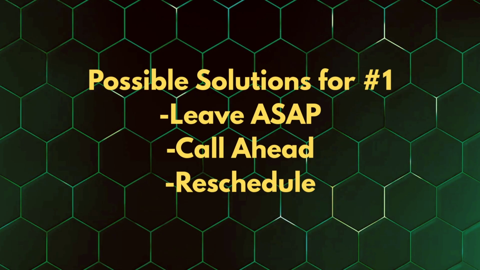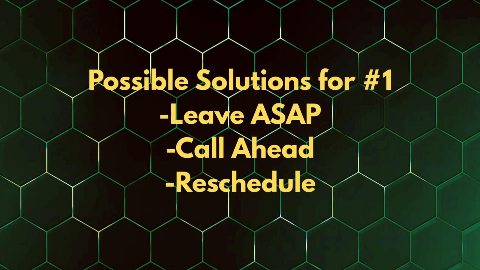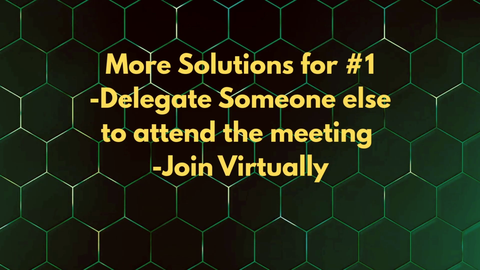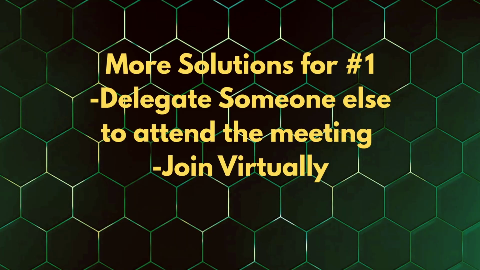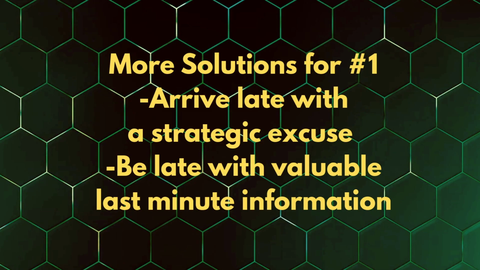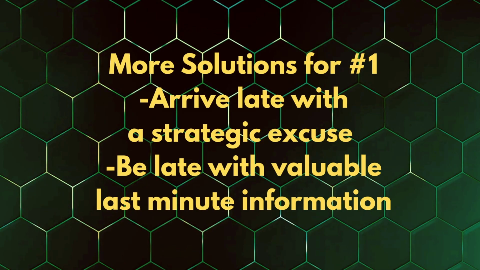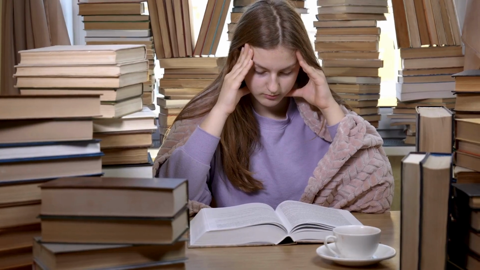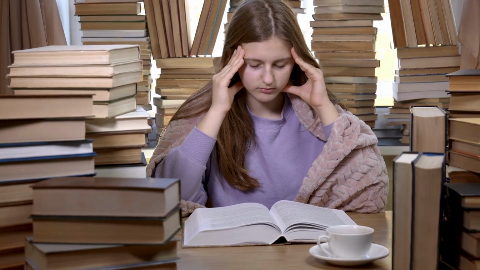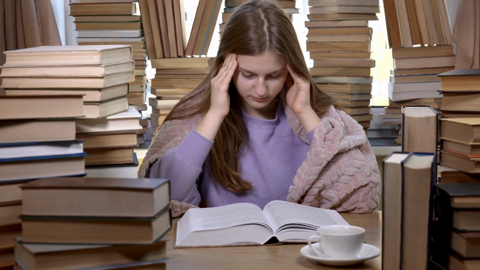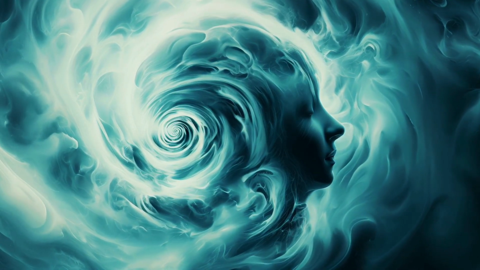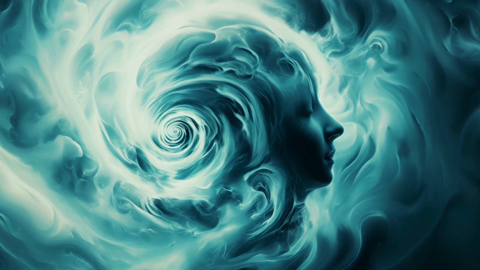For example, with the first problem about running late, different approaches might include leaving immediately, calling ahead, rescheduling, delegating someone else to attend, joining virtually, arriving late with a strategic excuse, or turning lateness into an advantage by bringing valuable last-minute information. The key isn't finding one perfect solution, but training your brain to generate multiple pathways. This flexibility becomes invaluable when your first approach doesn't work or when complex problems require combined strategies.